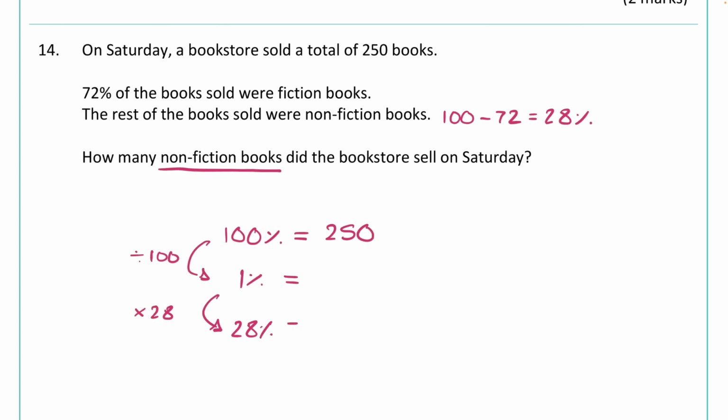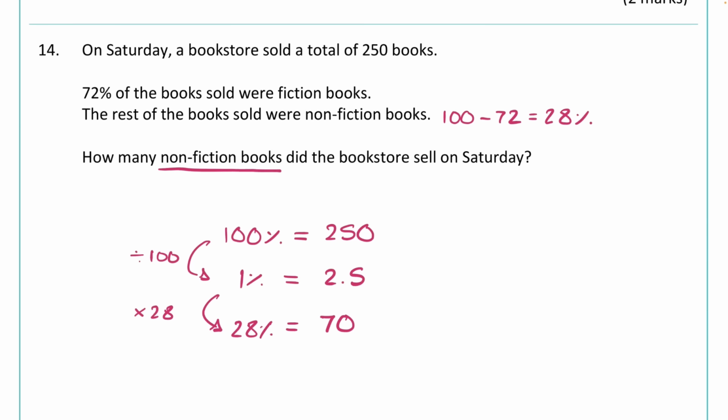And that is dividing by 100, and then timesing by 28. You can also use a decimal here. You could multiply by 0.28. It just depends which way you prefer working out percentages. Either way, absolutely fine. So 250 divided by 100 gives us 2.5. That's 1%. Times that by 28, and we get the answer 70. So 70 of the books were non-fiction books.